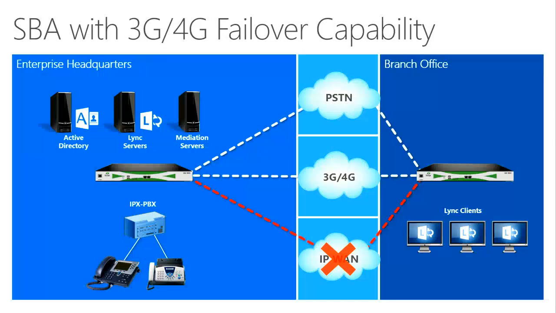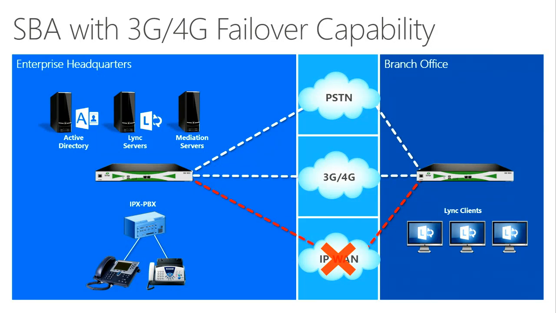3G, 4G failover. So this is one of those really long names. I think, well, actually I know the full name is Enhanced SBA with 3G, 4G failover. The reality, this doesn't have to be 3G, 4G. This can actually be a DSL backup. It can be a cable backup. It can be any kind of a backup. And what's key here is not so much the backup routing. What's key here is how we actually interact with Lync.